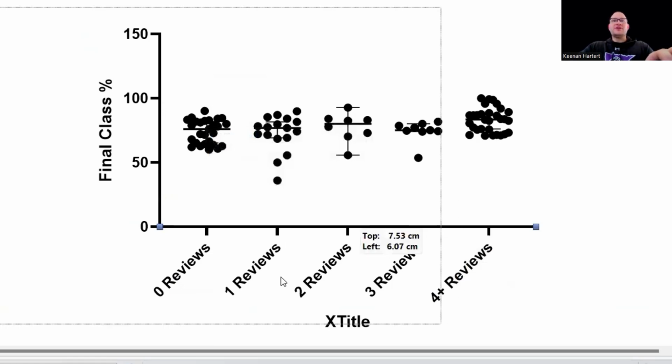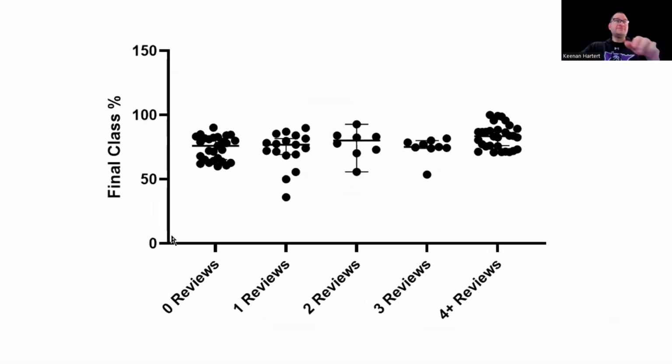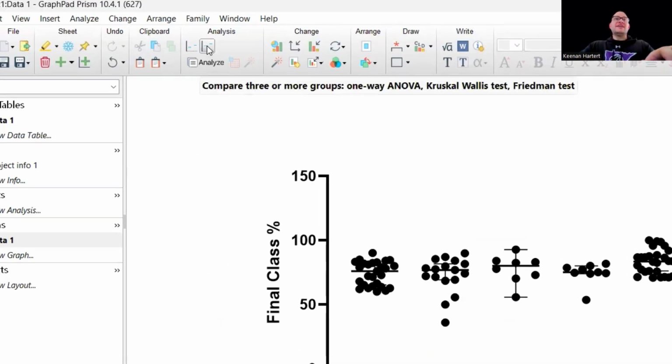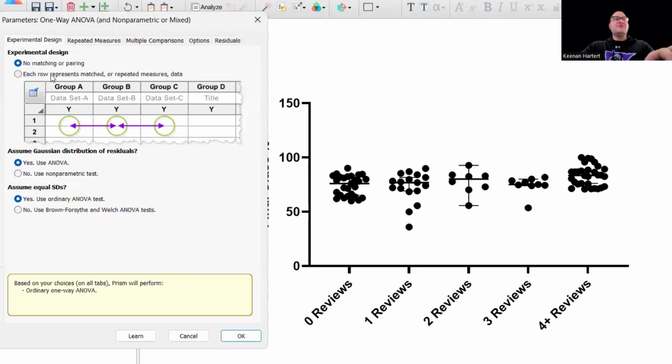But the key criteria of this video is, how are we going to compare these multiple groups right here? So similar to the t-test, there is a shortcut for column data that will take you to ANOVAs right here. Again, you can also find this in the Analyze tab, but I'll go ahead and click right here. So again, very similar to a t-test. There is no matching or pairing. These are just raw groups.